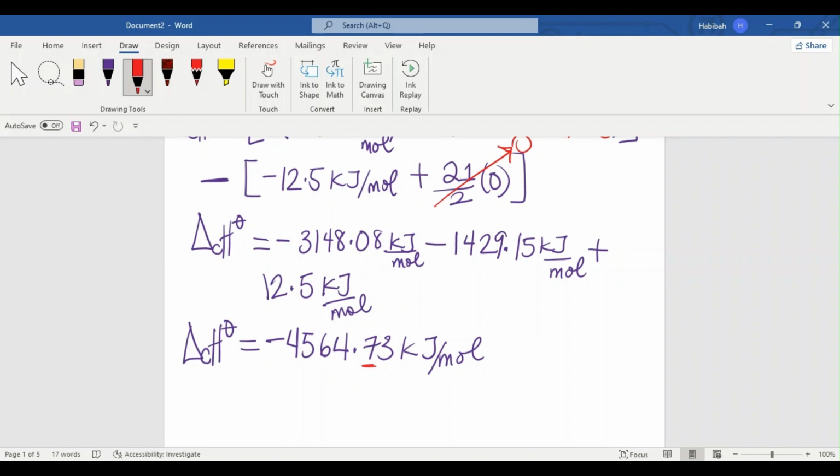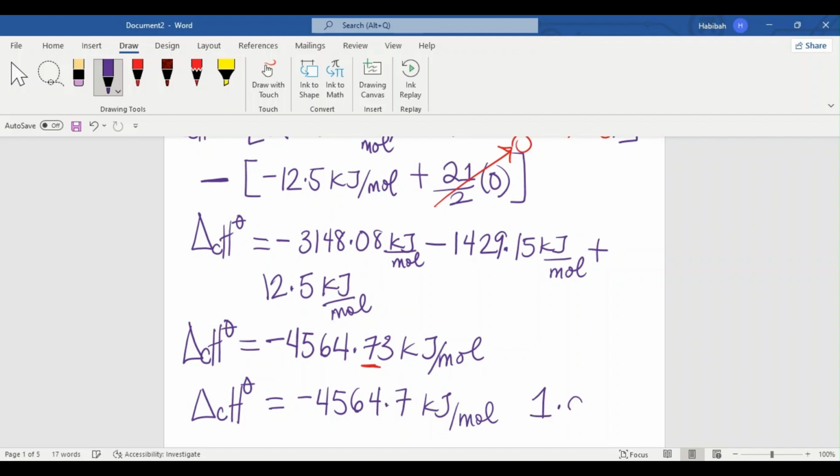So you can just put this here and you can say the enthalpy of combustion that you're asked to solve is, and so yeah, the standard enthalpy of combustion is negative 4564.7 kilojoule per mole in one decimal place. That is the answer to this question.